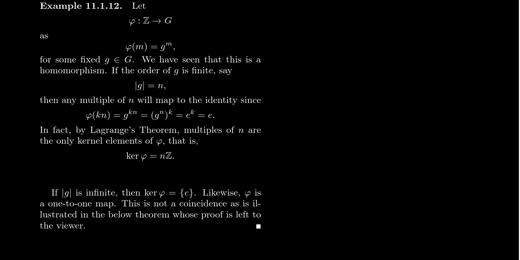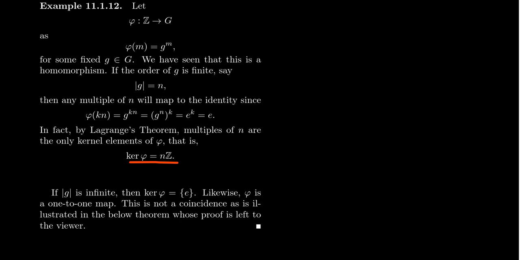So let's first suppose that little g has finite order. Let's say it's order n. Well, that means if I take phi of kn, that'll map to g to the kn, which by exponent laws, which apply to this associative group, we're going to get g to the n to the k, which g to the n is the identity since n is the order of g. So you get e to the k, which is just the identity e right there. This is just a consequence of Lagrange's theorem. And so we see that any multiple of n is going to give you the identity. So that's what the kernel is.